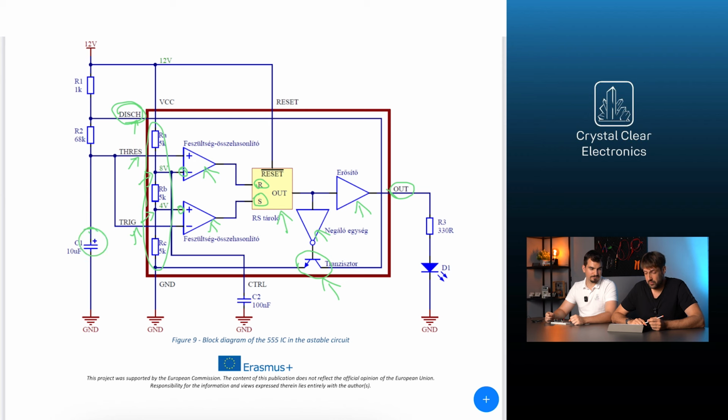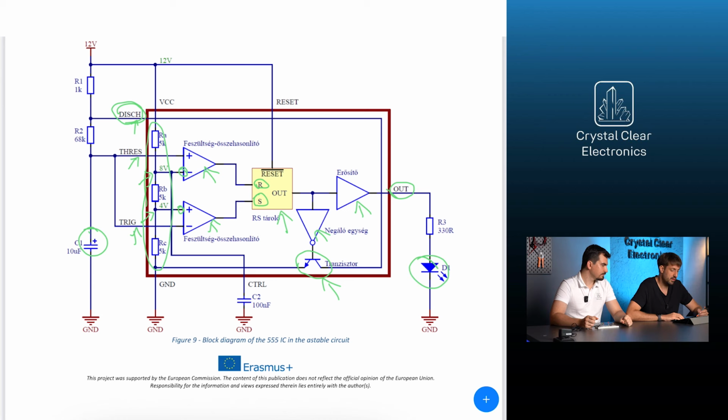The capacitor's voltage drops down to 4 volts. At that time, the lower comparator output will change to 1, resulting in the output of the flip-flop being set to 1. The internal transistor closes, and the connection between the discharge pin and ground will be terminated. At the same time, the supply voltage can be measured on the IC output, so the LED lights up.